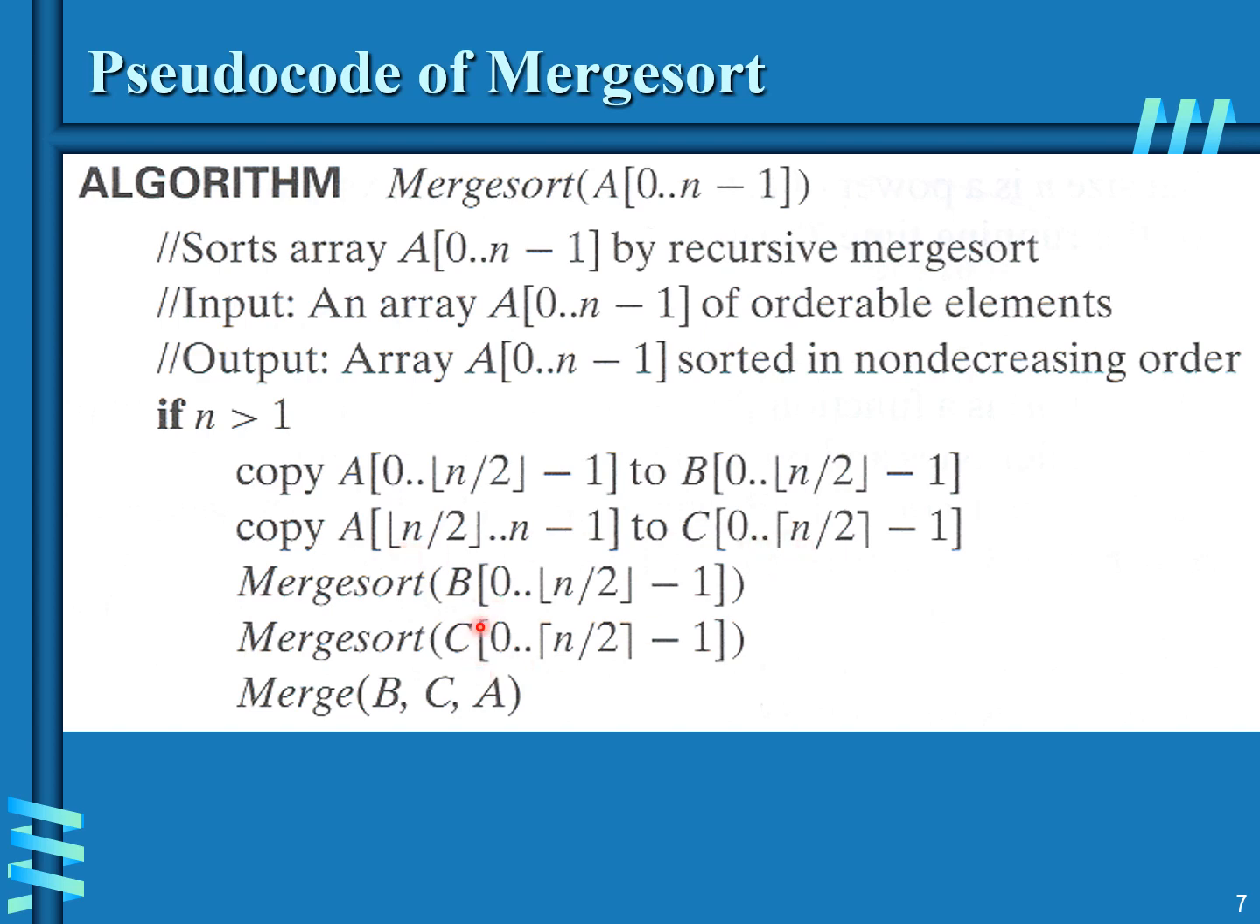Then you call the procedure recursively: merge sort of B of 0 to n/2 minus 1, and again merge sort of C. This process will be called recursively as long as the value is greater than 1, until each element in the input array is divided into single-element arrays. Next you have to apply merge, which means the arrays will be available in B and C. These two sorted arrays will be combined and moved into the resultant array A.